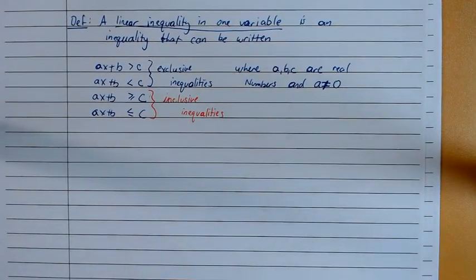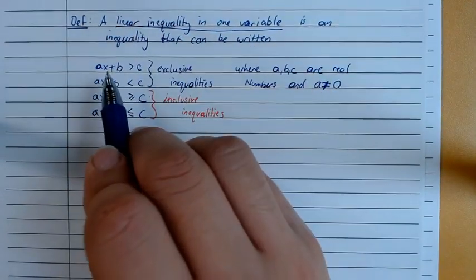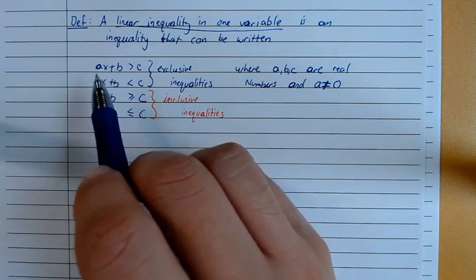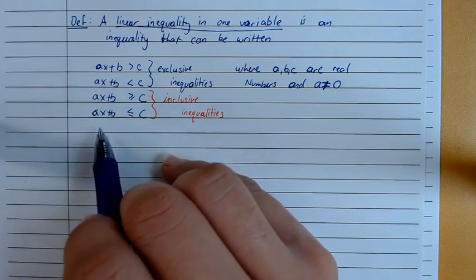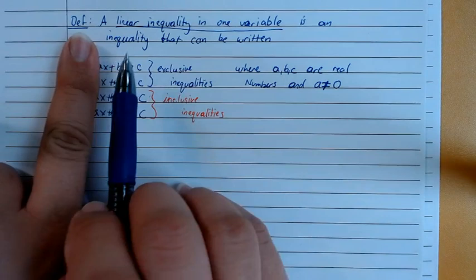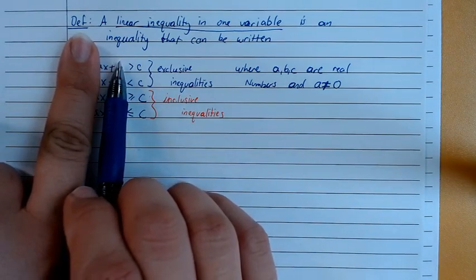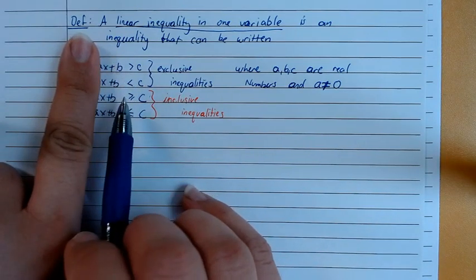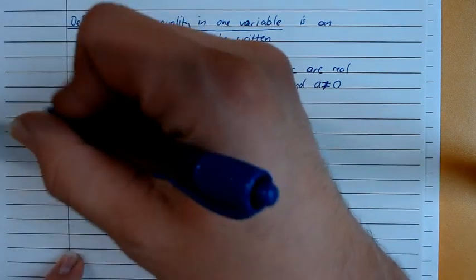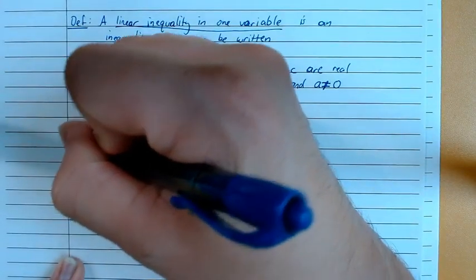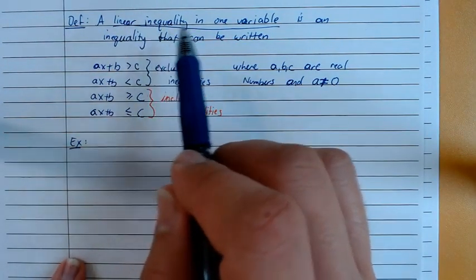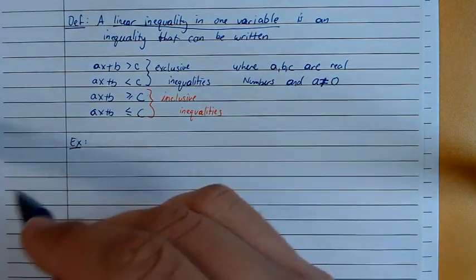To make that language a little clearer, let's go ahead and look at the most simple examples of linear inequalities in one variable, and that's the case where a is equal to 1. So here you don't have the coefficient there, it's just x, and b is equal to 0. So here you're just left with x is either greater than, less than, greater than or equal to, or less than or equal to a number. So here are the simplest examples of inequalities that would qualify as linear inequalities in one variable.